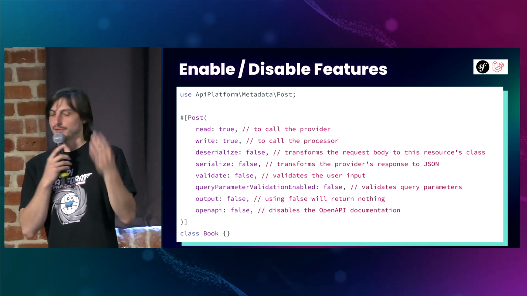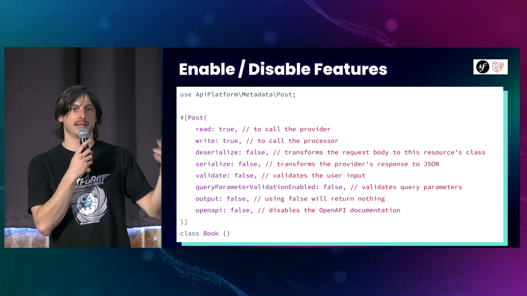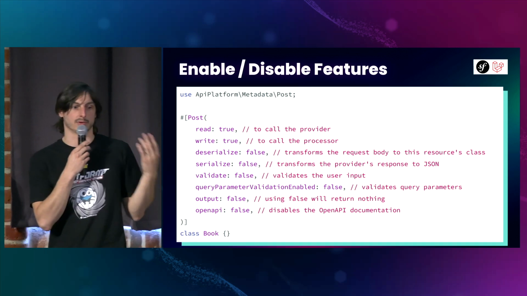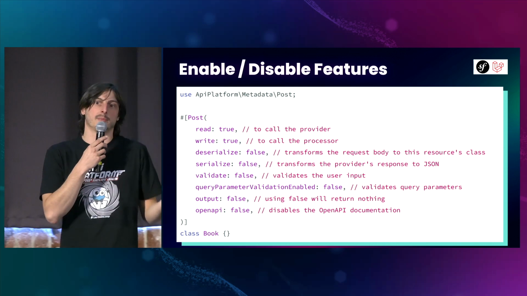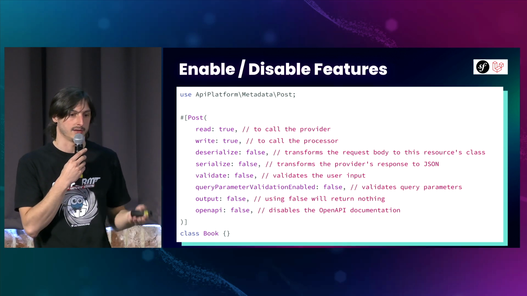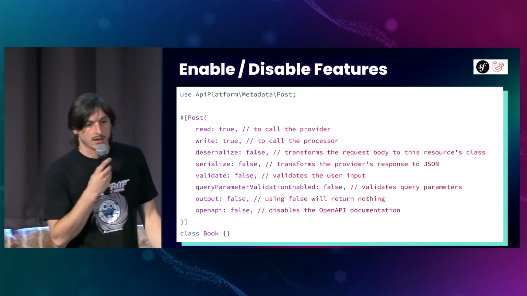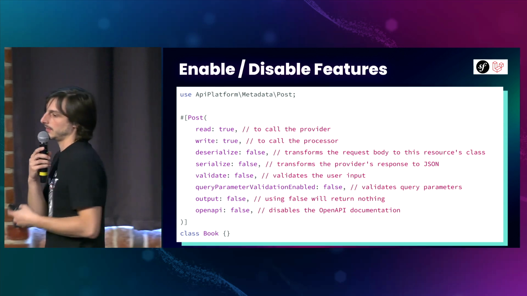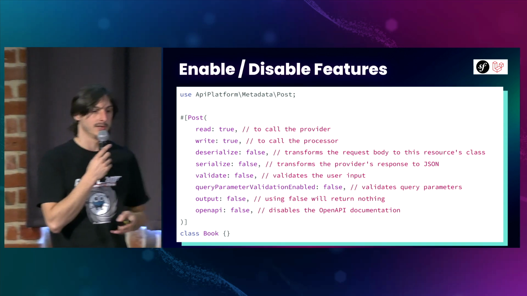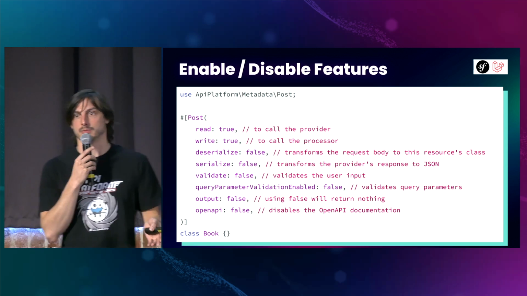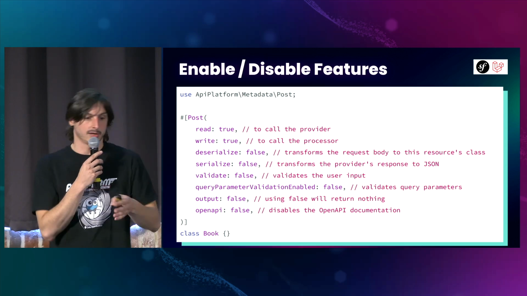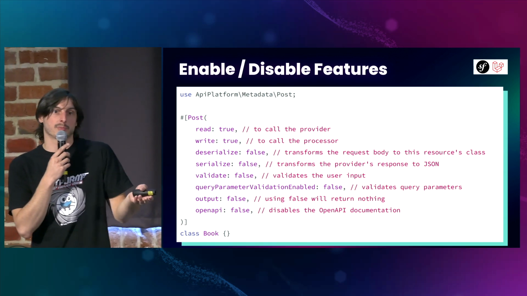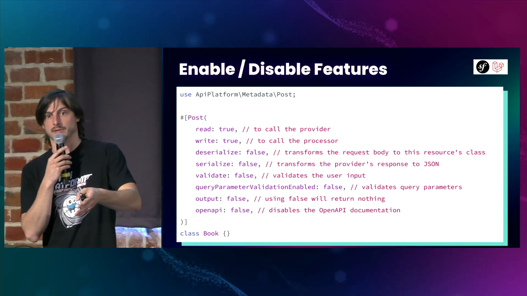So the first thing about enabling or disabling features, I have here the whole, exhaustive list of what you can do, because many people don't actually know every feature. So here we are on a post operation. We see that we can enable or disable the read part, which will call the providers. You can enable or disable write, which calls the processor. So basically, a post operation never reads, but you can force it to read, and then it will call your provider, right?